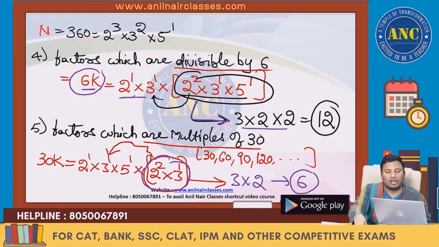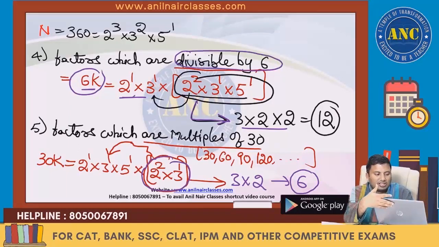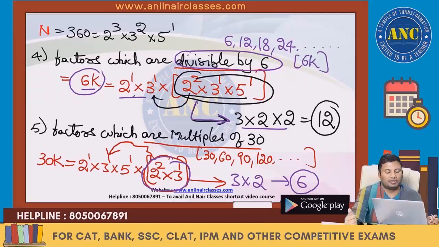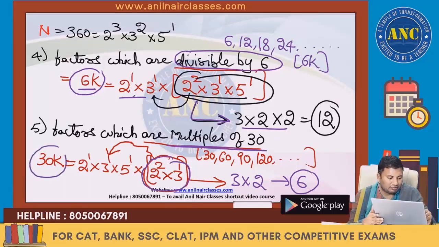I hope the fourth question and fifth question are extremely clear to you, right? Any number which is divisible by 6: 6 is divisible by 6, 12 is divisible by 6, 18 is divisible by 6, 24 is divisible by 6. So any number which is divisible by 6 is of the form 6k. 6k is 2 into 3 into some number, 2 square into 3 power 1 into 5 power 1. A multiple of 30 is of the form 30k, 2 into 3 into 5 into the remaining, which is 2 square into 3 power 1.